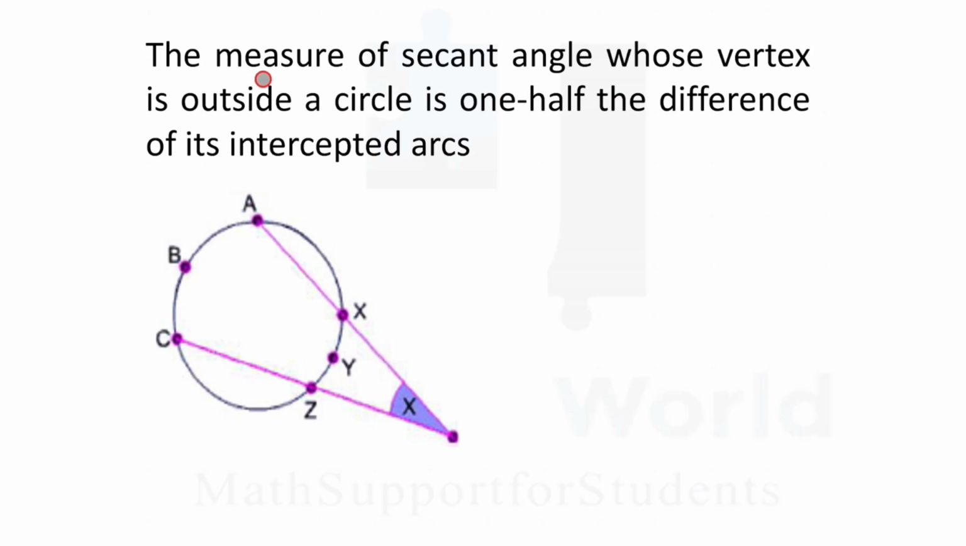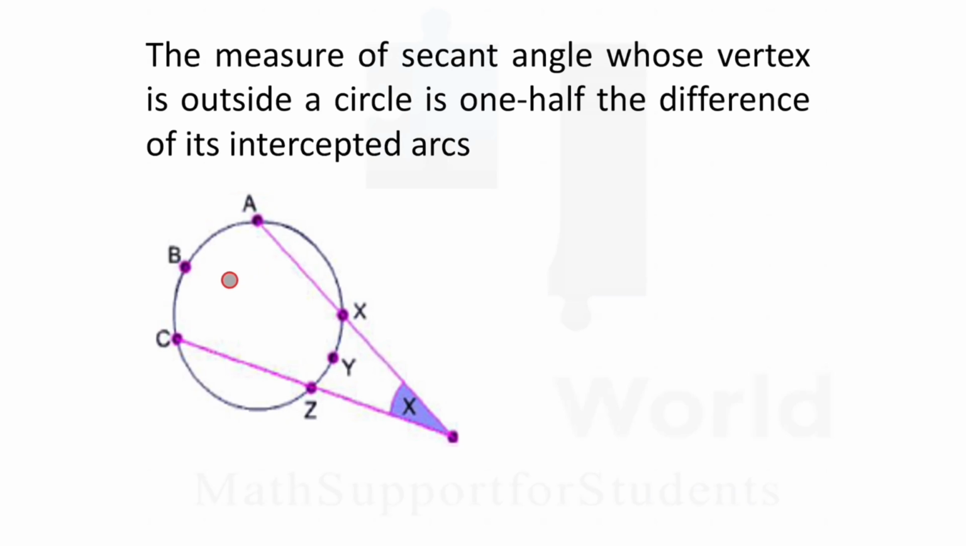So, let's have this another. The measure of the secant angle whose vertex is outside a circle is 1/2 the difference of its intercepted arcs. Yung kanina is nag-intersect siya sa loob. So, yung dalawang secant is nag-intersect or nagtagpo sila doon sa loob. So, ang gagawin doon is we have to add then divide by 2 or multiply by 1/2.